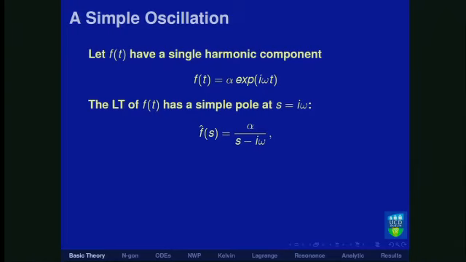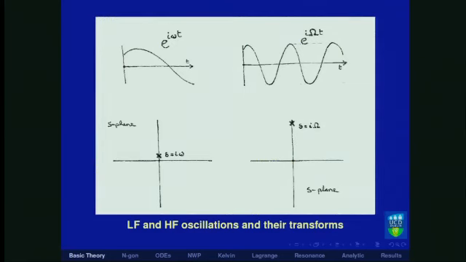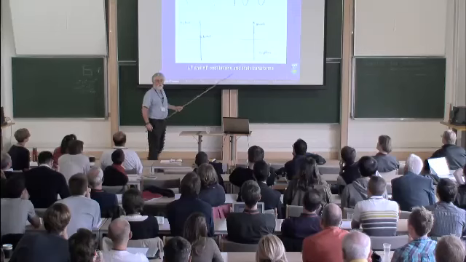Okay, and that's it. So if we consider a simple function which is just an oscillation, then the transform is easy to compute, and it's just a function. It's a meromorphic function with a single pole on the imaginary axis. Okay, so we take, for example, a low frequency and a high frequency. We get a pole in each case.